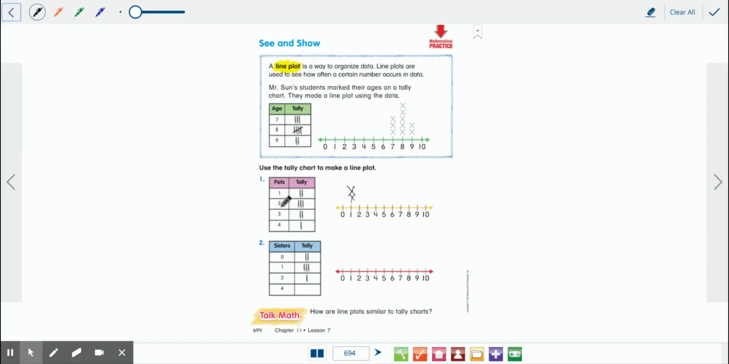And then I look at number 2, and there are 3 tally marks. So I know 2 needs 3 plots. 3, I see 2 tallies. So I'm going to put 2 X's for 2 answers. And there is 1 person with 4 pets. I'm going to put 1 X.